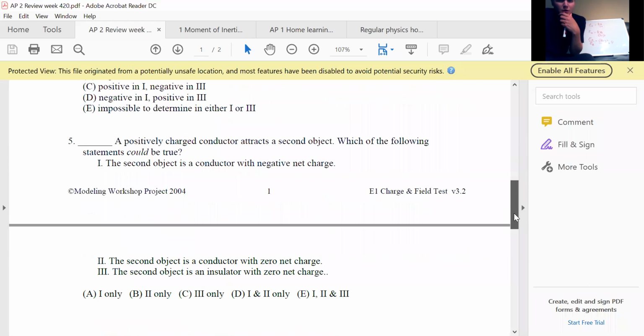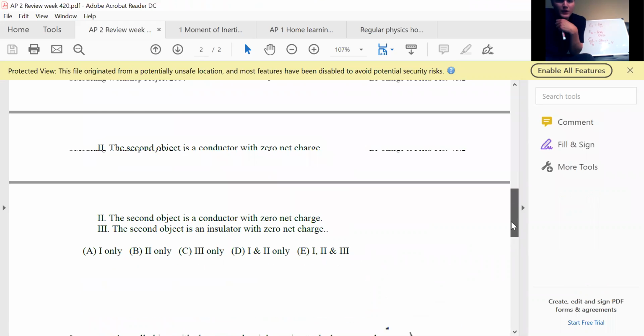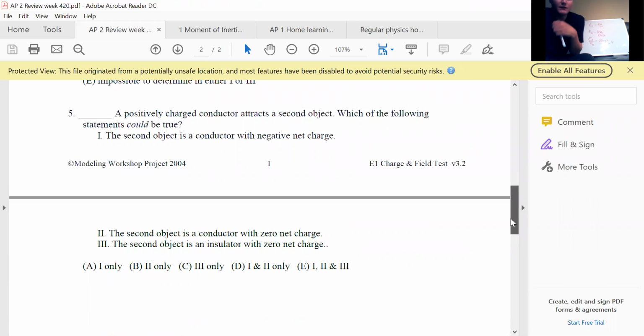All right, let's see, how much time do we have? Okay, I'll go ahead and do just number 5, and then we'll do 6, 7, and 8 next video. Number 5 says a positively charged conductor attracts a second object. Which of the following statements could be true about it?